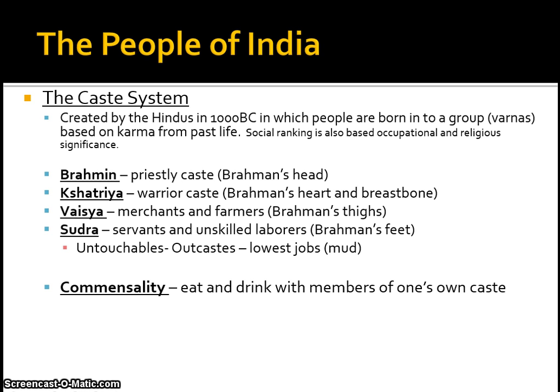Commensality is eating and drinking with members of your own caste, and so you would stay kind of in your own group. There was no mobility once you were born. You were born in that caste, and that was it. You can't work your way up like you could maybe in our country.